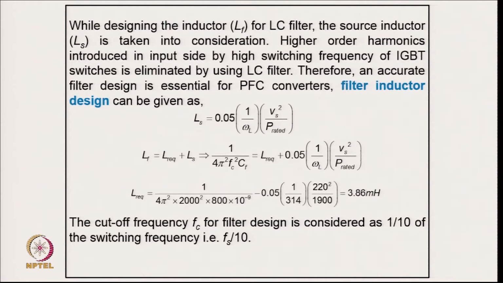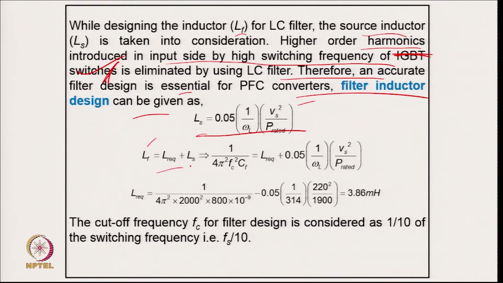Now, coming to the design of the inductor for the EMI LC filter, the sourcing inductor is taken into consideration. Higher order harmonics introduced on the supply side by the high switching frequency of the solid state switch are eliminated by the LC filter. Therefore, accurate design of the filter is essential for a PFC converter. So, the filter inductor is calculated from this relation, where this inductor is a sum of the source inductance plus the required inductance. So, putting the value we are able to get the required inductance here as 3.86 Henry, and the cutoff frequency is taken as 1/10 of your switching frequency.